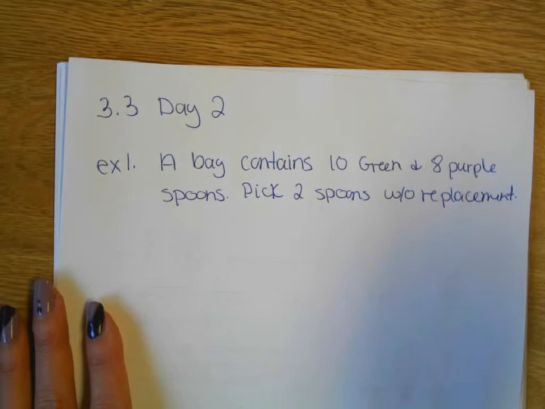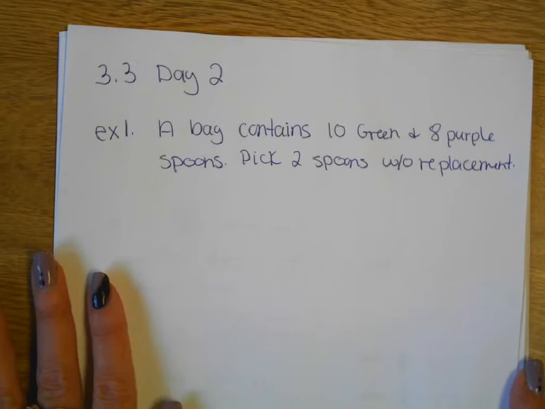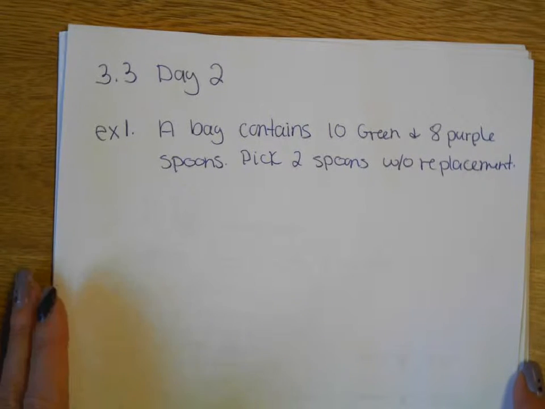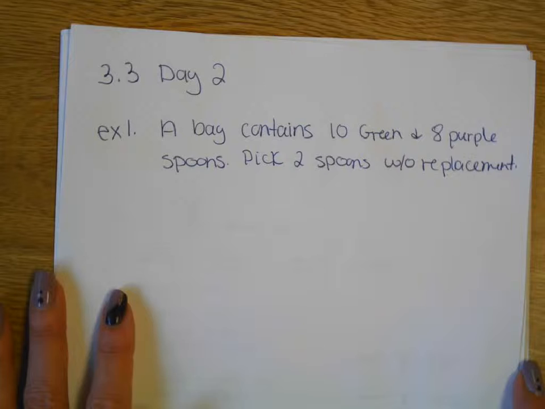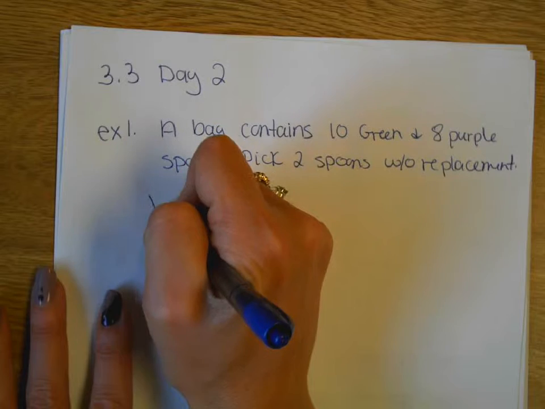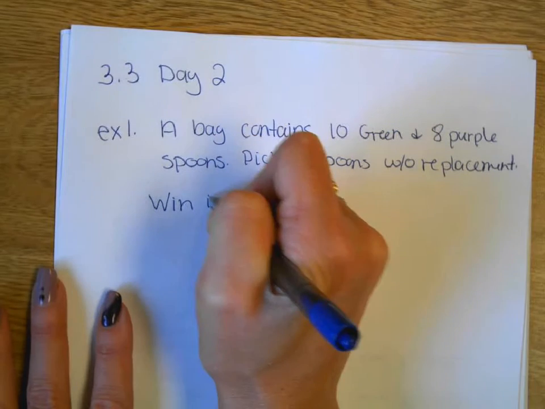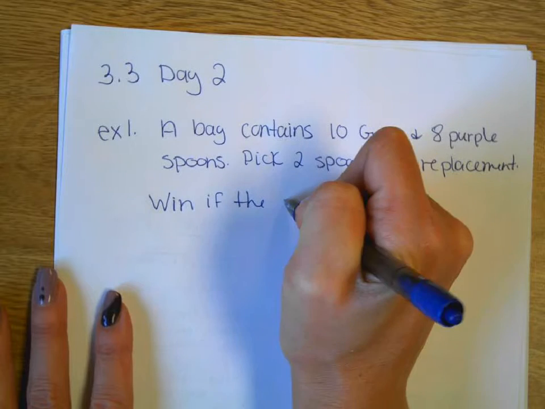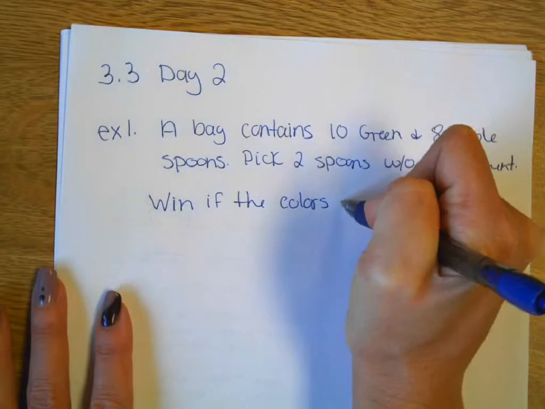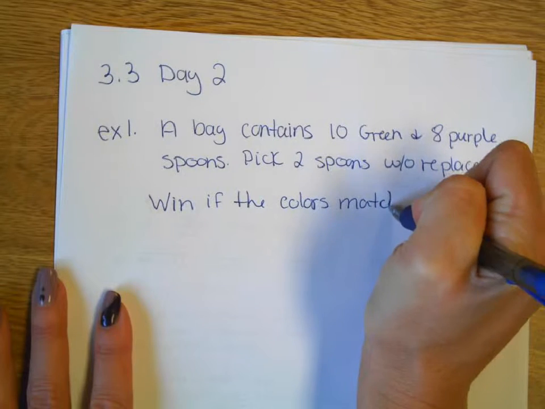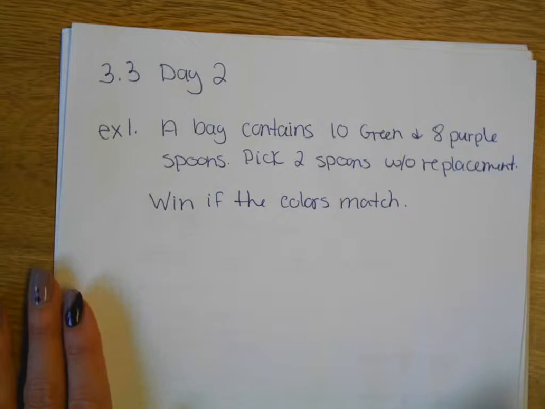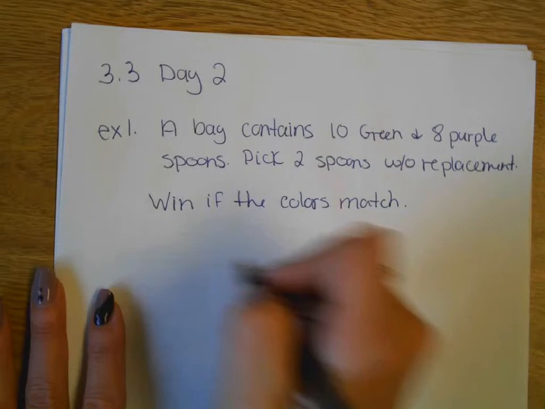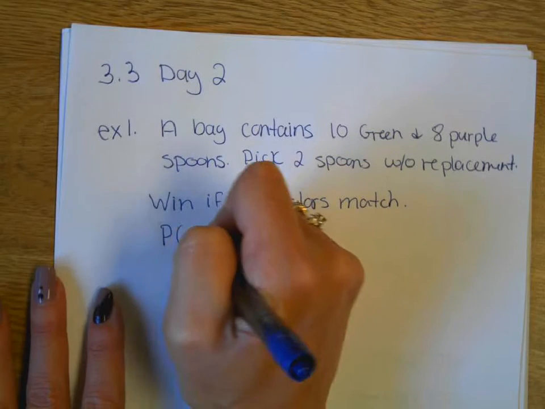Okay, think of it as a carnival game again. You've got a bag. You have 10 green spoons in it and 8 purple spoons, and the kid comes up and wants to play the game. They pick 2 spoons out. They win the game if the colors match. Sounds like a boring game. Exciting game. Okay. The first probability question I'm going to ask is, what's the probability that you win the game?